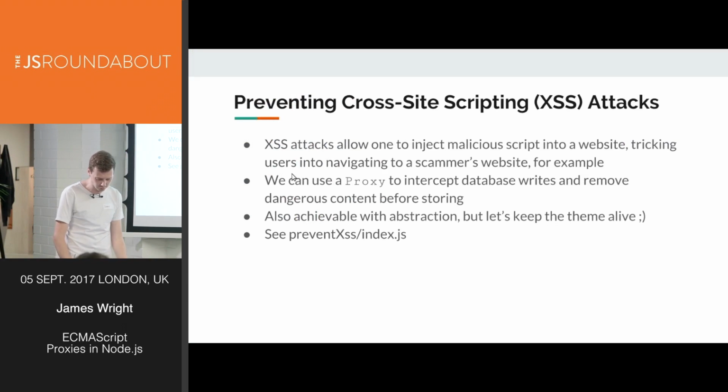And one more example I would like to show you is how to prevent XSS attacks. This is when one can inject malicious content into a website, say via query parameters, or they write to a database and they send some JavaScript in a script tag, for example. We can use a proxy to intercept database writes and remove the dangerous content before storing. This is also achievable with abstraction, which has been around for a long time, but I just want to keep this theme alive, so I'm just showing you an alternative here.